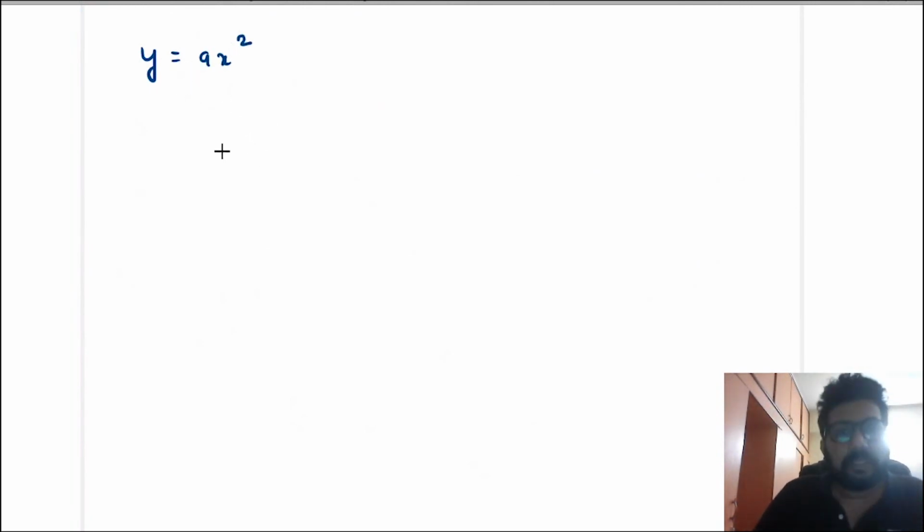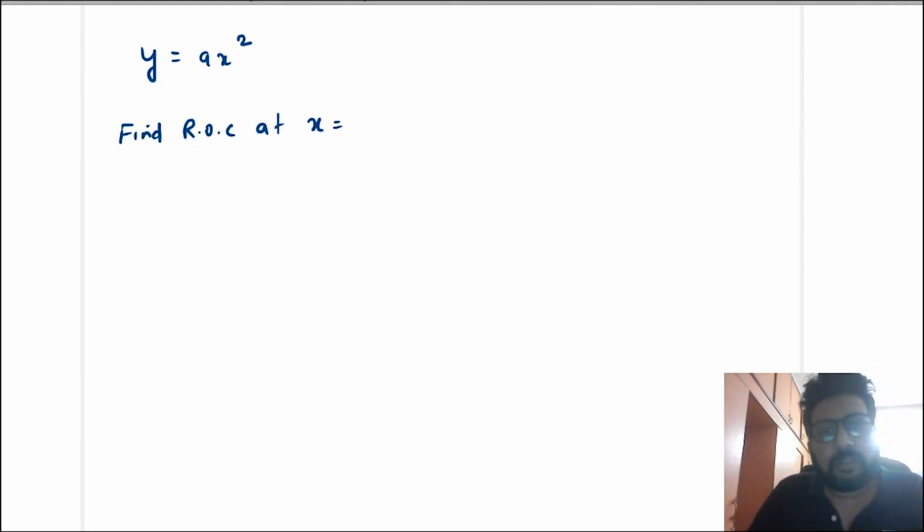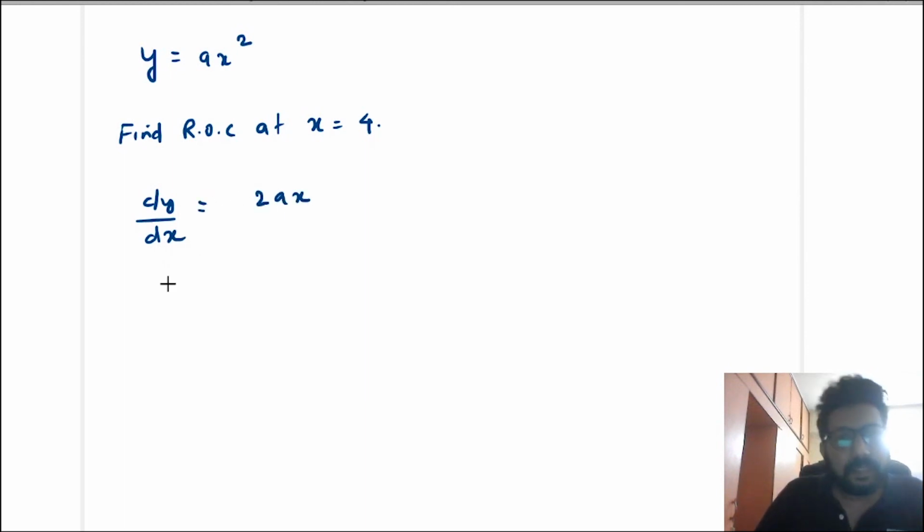A is any constant, then find the radius of curvature at x is equal to 4. So what you will do, you will find dy by dx and you will write it as 2ax, and then you will find d2y by dx square, and that will be 2a, that is a constant.